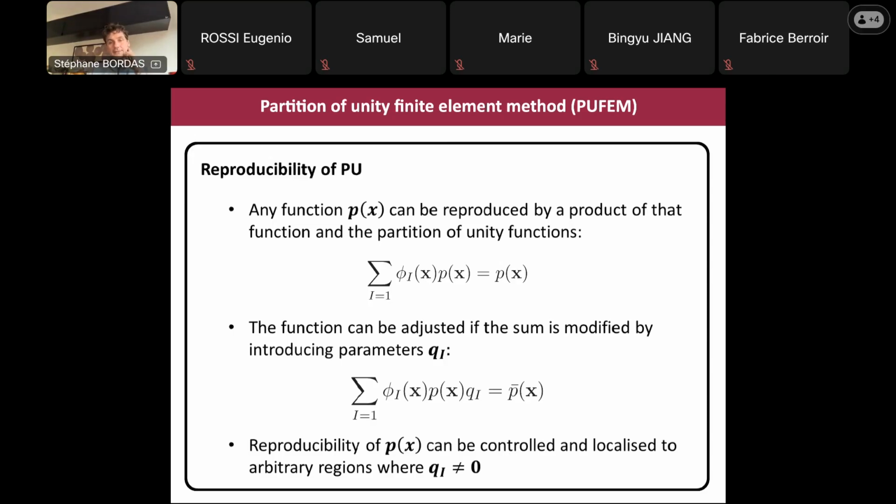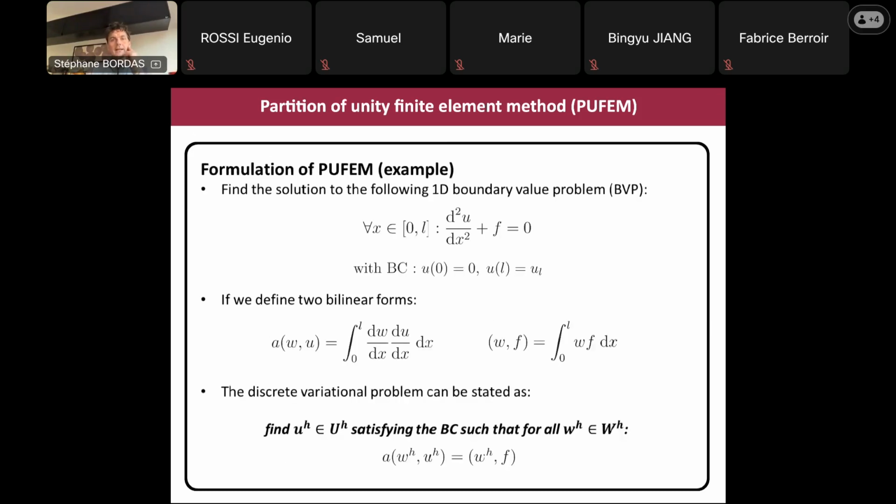In effect, it means that if you choose p of x on the right and qi is equal to 1, then you reproduce exactly sum over i of p of x times 1 equals p of x. So that's exactly what you like. So that's cool, first of all. And now let's see if we formulated that in a finite element sense, what would that actually mean?